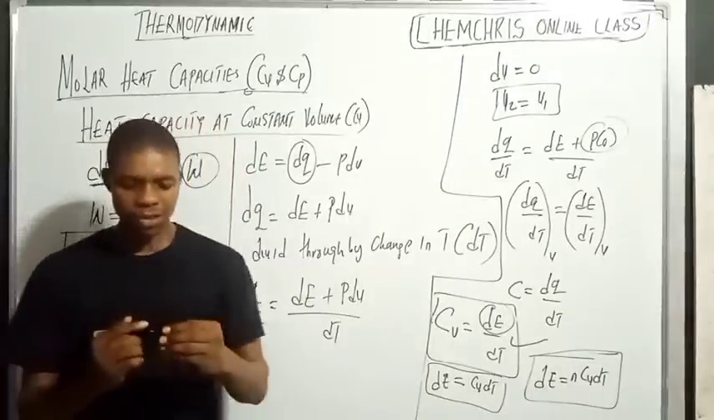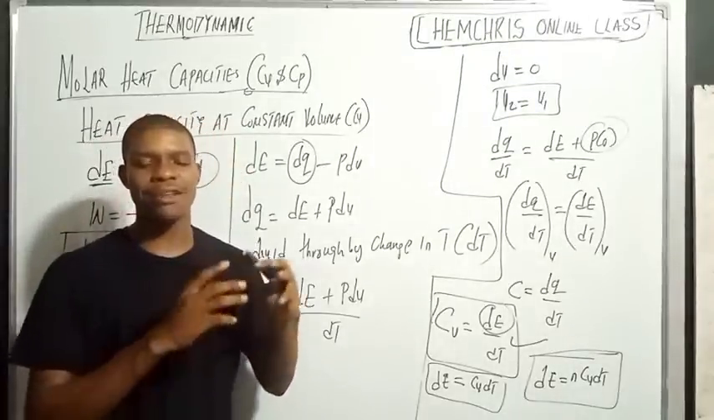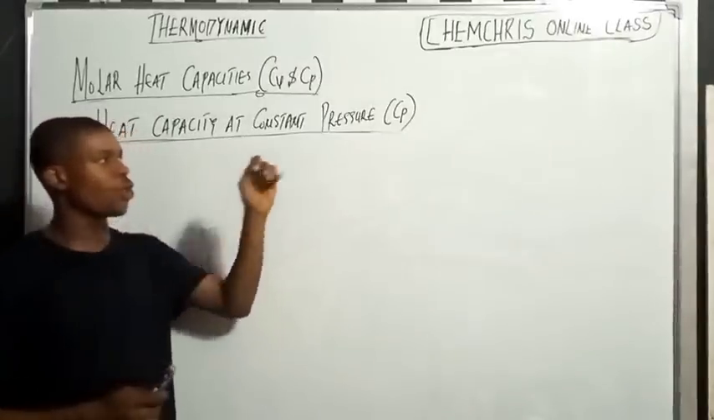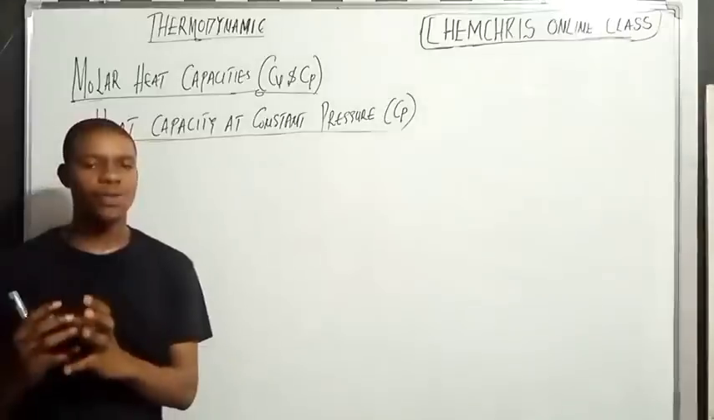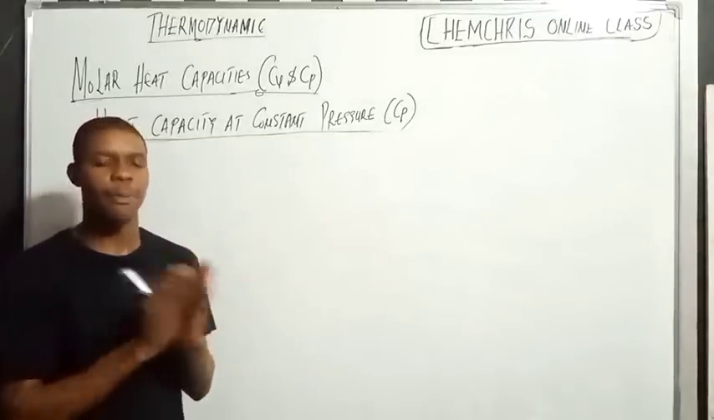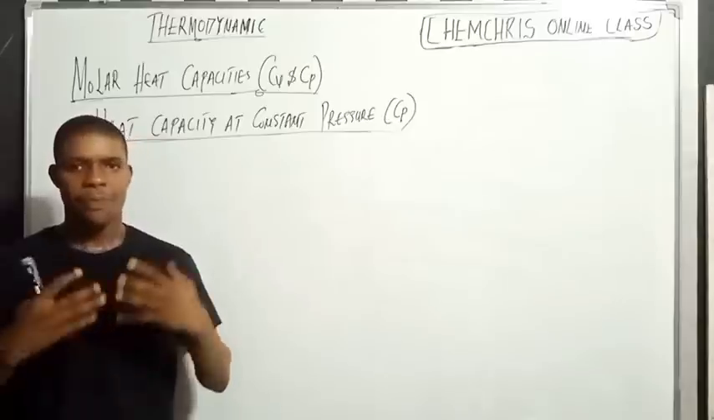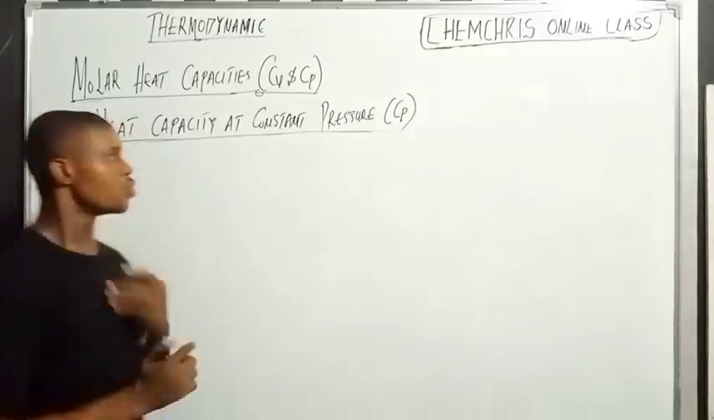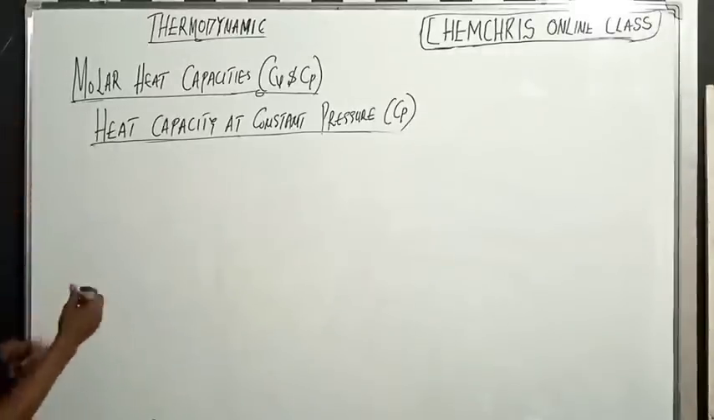Now look at heat capacity at constant pressure, the molar heat capacity at constant pressure. What is the formula for molar heat capacity at constant pressure? It will do me no harm to just give the formula here, but I want to show you how it is derived, because as a student you must know how this formula is derived. Do you understand? So now we are starting with this guy here.